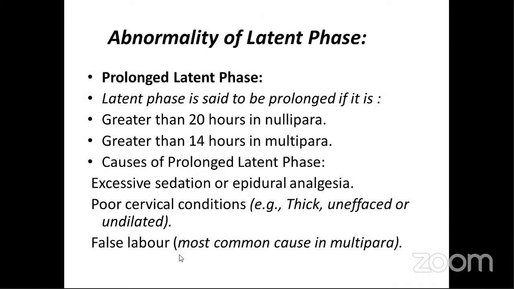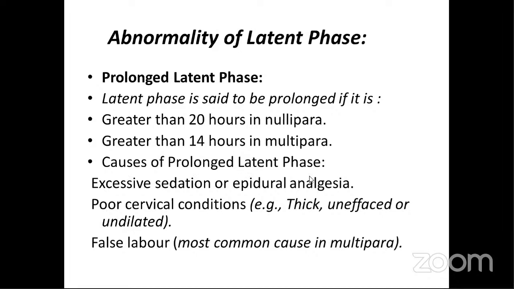Fine, let's proceed. Abnormalities of the latent phase. When you have understood what is normal, you should be able to identify what is abnormal in any phase of labor. An abnormality in the latent phase could be a prolonged latent phase. We know that the latent phase is about 12 hours in primigravida and about 8 hours in multigravida. A prolonged latent phase is defined as greater than 20 hours in nullipara and greater than 14 hours in multipara.